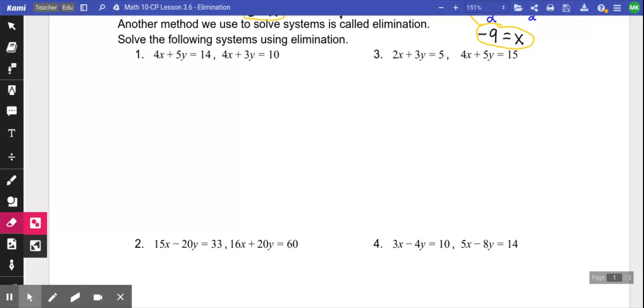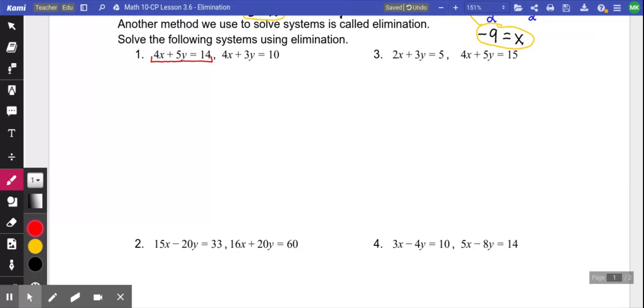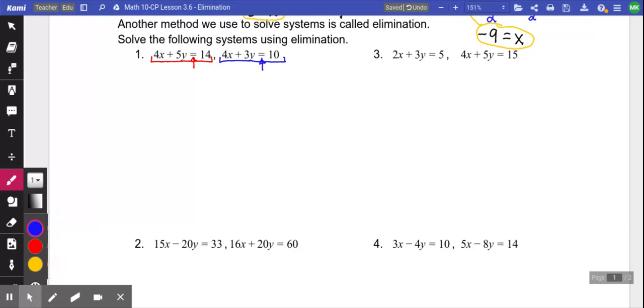The first thing you need to notice for elimination is you have to have things in the same order. So for instance, in equation 1, notice how it goes x, then the y's, then the equal sign, and then the 14. My second equation needs to go in the same order. And if you look, it does. It goes x's, y's, equal sign, and then a constant.